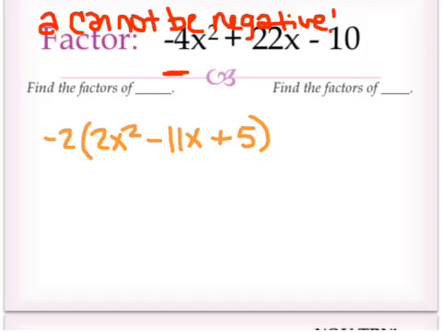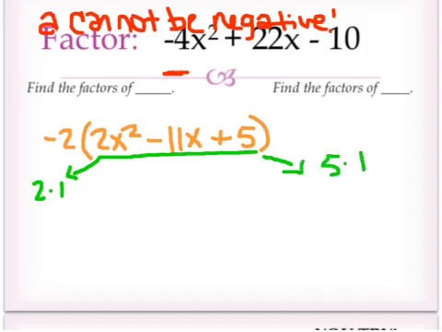Now, I'm looking at this trinomial, which is a little easier because 2 here is just 2 and 1. 5 is just 5 and 1. So having some prime terms makes things a lot simpler. So I'm going to keep my negative 2 out front. I'm going to write my 2 binomials. So the factors of the first term, the only options are 2x and x. Factors of the last term are just 5 and 1. I just have to decide where they need to go.